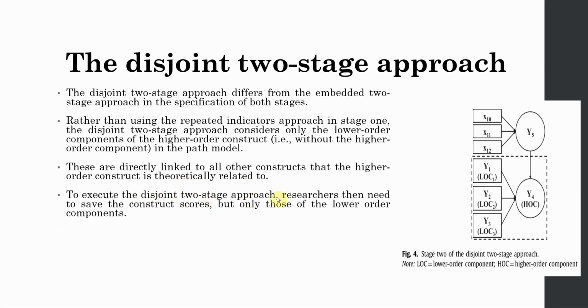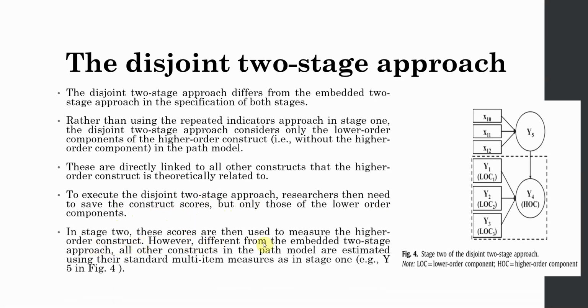Now, to execute the disjoint two-stage approach, researchers then need to save the construct scores, that is your latent variable score, but only those of the lower order components. So we only save the scores of lower order components. And in stage two, we use these scores to measure the higher order constructs. However, different from the embedded two-stage approach, all other constructs that do not have a higher order construct will remain and will be utilized as is, as they were at the first stage. That is, for example, Y5 here has three indicators. So in stage two, this will serve as is. We are not going to measure Y5 based on its latent variable score. Rather, we are going to use its indicators. This is how it differs from your embedded two-stage approach.